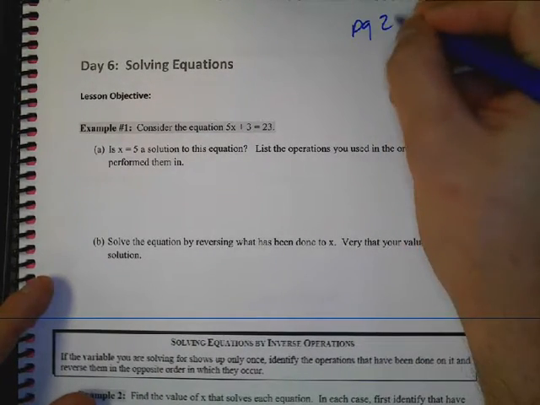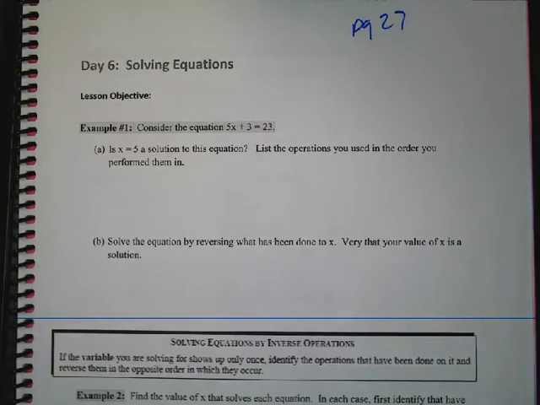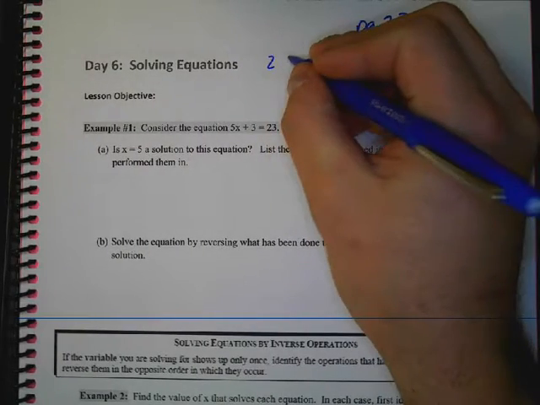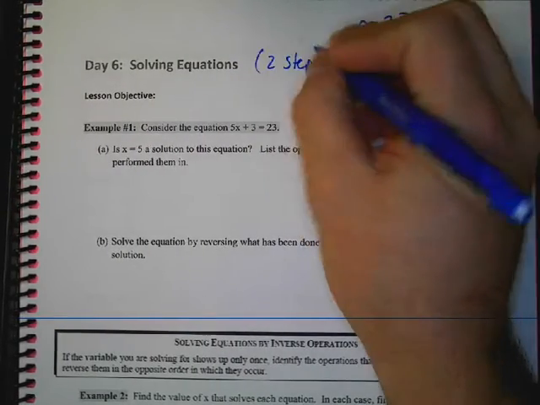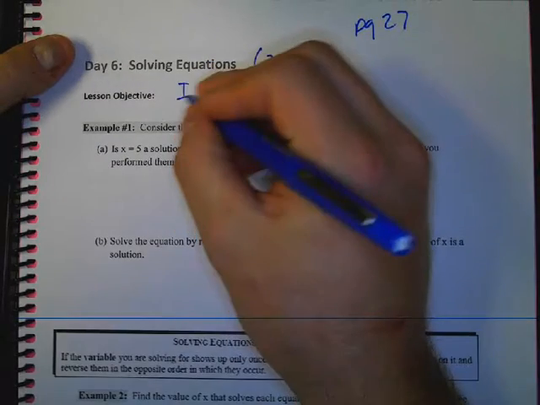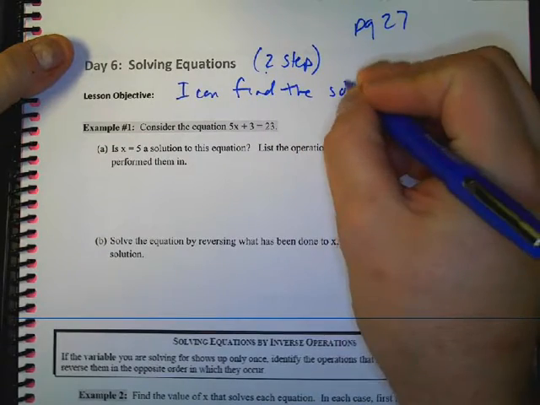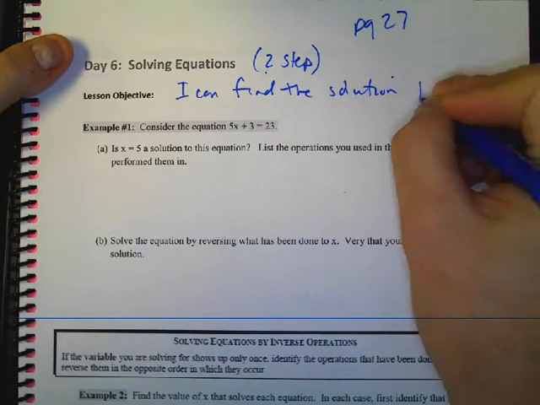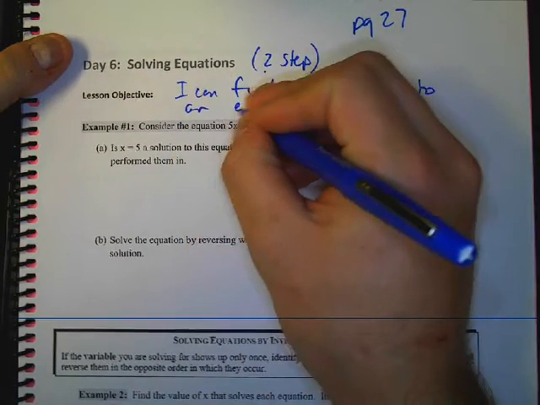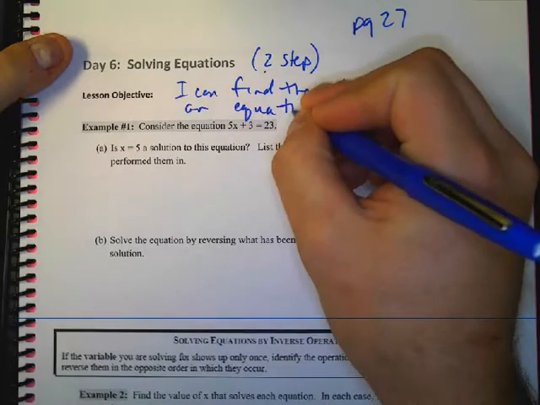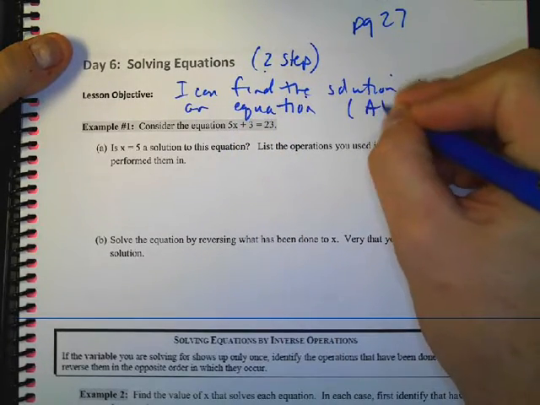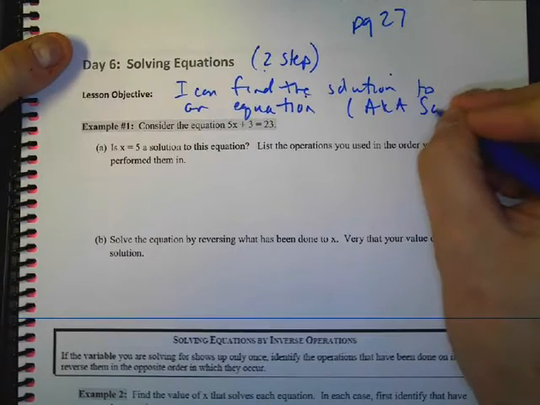This is on page 27. Some of you will get to this point. Solving equations of the two-step variety. The lesson objective: I can find the solution to an equation, also known as solve.